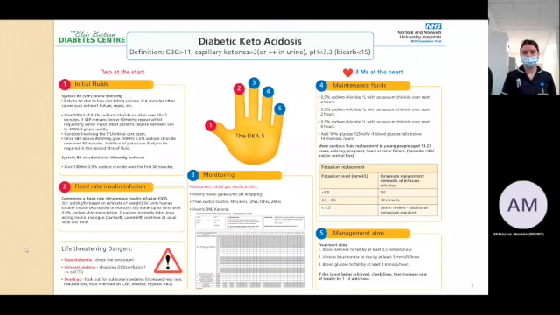If the potassium is between 3.5 and 5.5, then 40 millimoles of potassium is given in the sodium bag. If the potassium is greater than 5.5, no potassium is given. It's important also to monitor the blood glucose levels and the ketone levels hourly, and if they are dropping, the patient should be started on glucose 10% alongside their sodium potassium fluid management. This should be started if the blood glucose drops below 14.